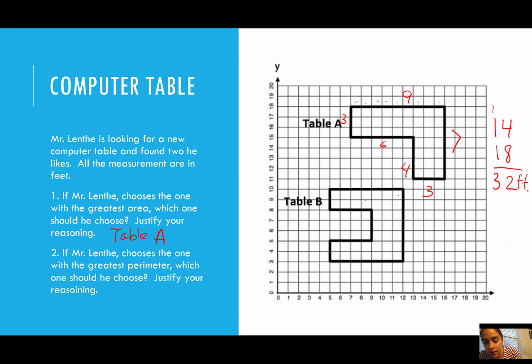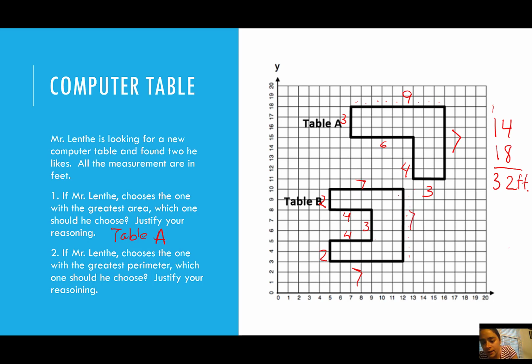So this side is 2. I have 1, 2. Going across here, I have 1, 2, 3, 4, 5, 6, 7. Going here, I have 1, 2, 3, 4. Going down, I have 1, 2, 3. Going across here, I have 1, 2, 3, 4. Going down, I have 1, 2. Going across, I have 1, 2, 3, 4, 5, 6, 7. Going up, I have 1, 2, 3, 4, 5, 6, 7.